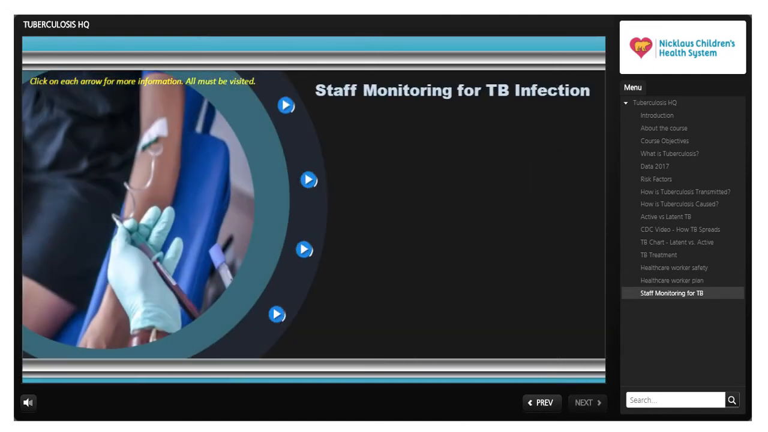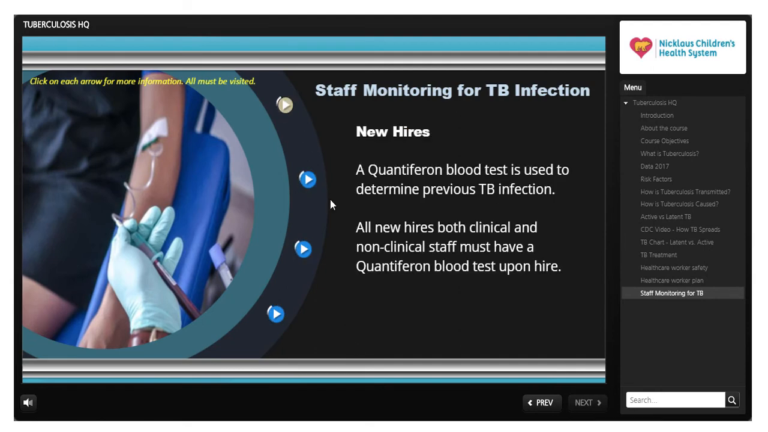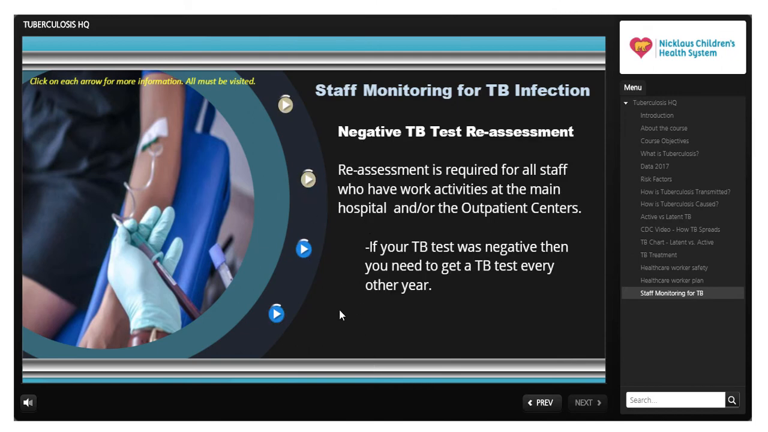Staff monitoring for TB infection. New hires. A QuantiFERON blood test is used to determine previous TB infection. All new hires, both clinical and non-clinical staff, must have a QuantiFERON blood test upon hire. Negative TB test reassessment. Reassessment is required for all staff who have work activities at the main hospital and/or the outpatient centers. If your TB test was negative, then you need to get a TB test every other year.